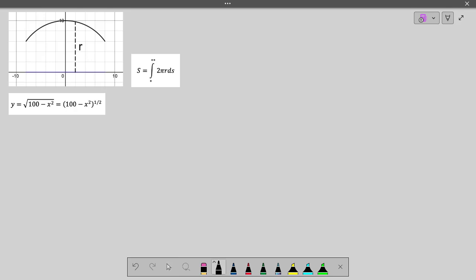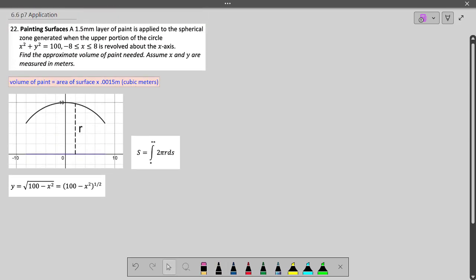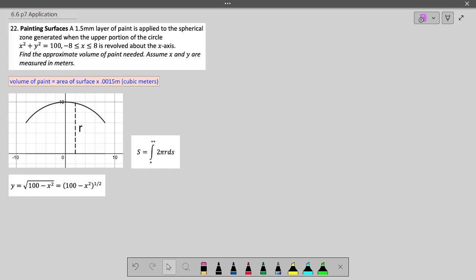All right, here we go. We have a function here. It's part of a circle. Let's see. So we've got this circle up here of radius 10, but we're only considering part of the upper semicircle from -8 to 8 that's rotated around the x-axis. And we want to find the surface area of that surface of revolution, but then they are telling us that we're going to paint it, so what's the volume of paint?